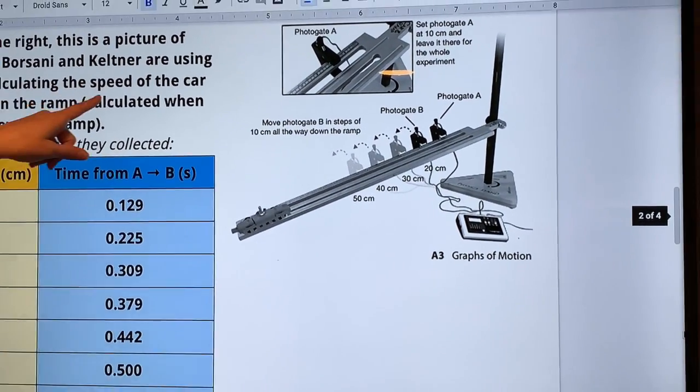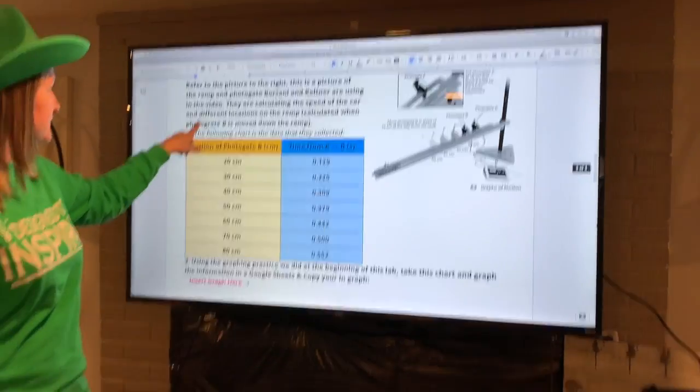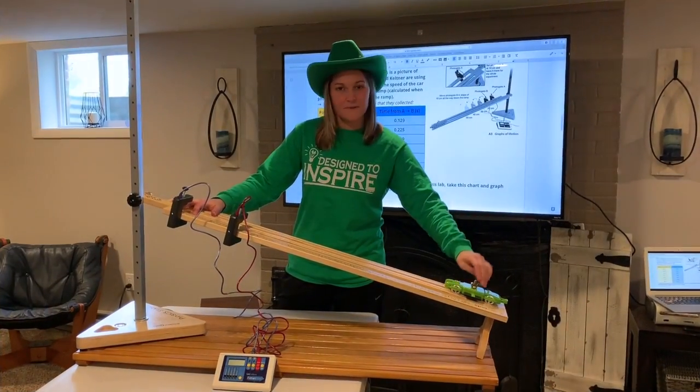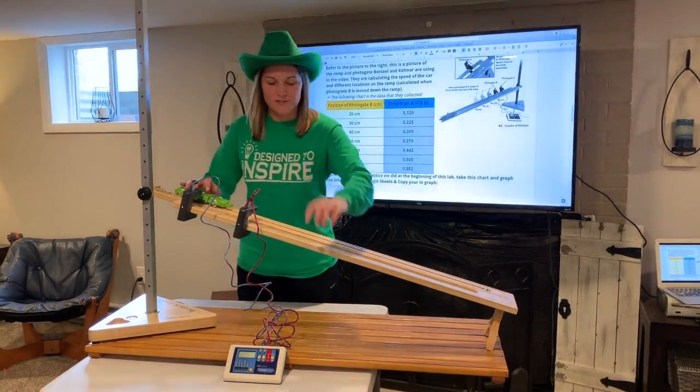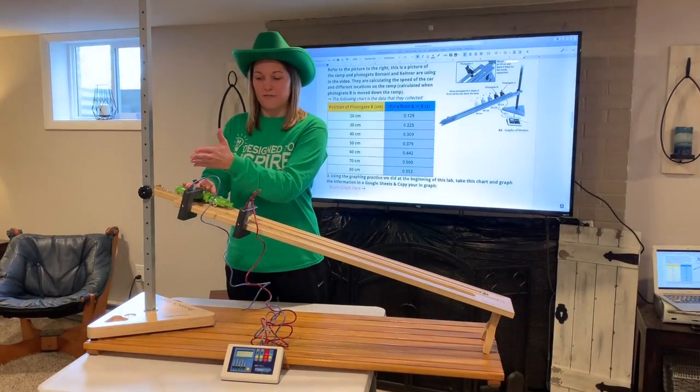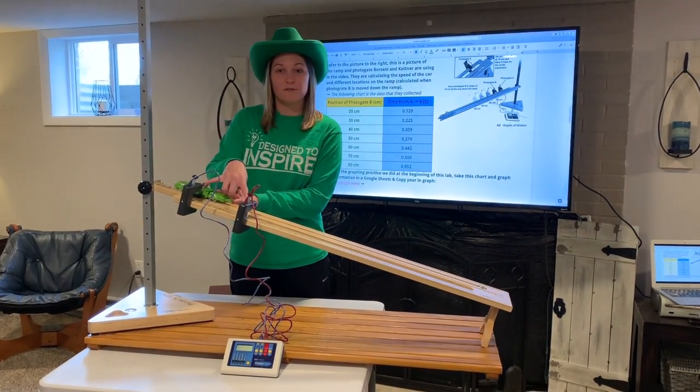It says they are calculating the speed of the car at different locations on the ramp. So here's our car and our ramp. This is our timer. This is going to track how fast it goes from A to B. These are called photo gates.